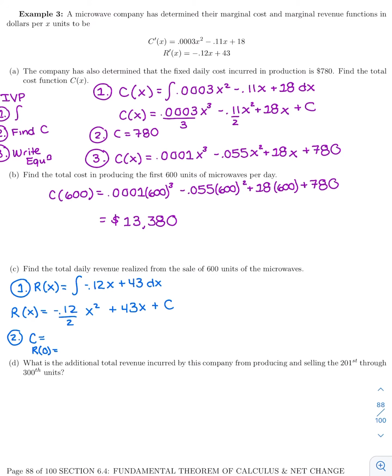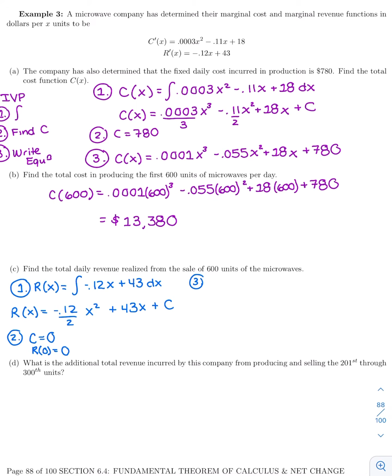If you sell 0 microwaves, I've done this today. I've sold 0 microwaves and I've made $0. So that initial value must be 0. There's an initial cost for them because they own this company and it costs something. But there's not an initial revenue. If they haven't sold anything, they haven't made any money. So C must be 0.